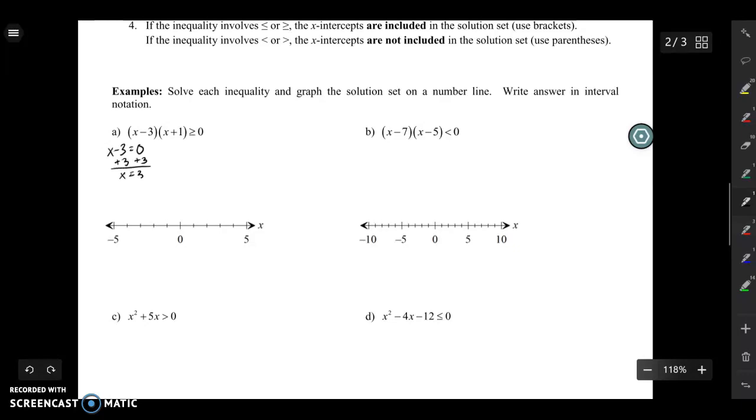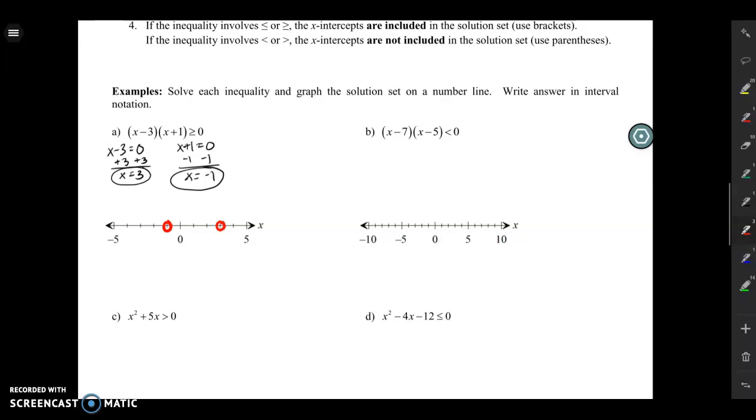So one of my zeros is x equals 3. And then the other one is x equals negative 1. Okay, so what that tells me is that down here on my graph, the key points are going to be negative 1 and 3. Now I drew them as open circles, but let's go back and see if they should be open or closed. Since my inequality has an equal sign in it, these circles are going to be filled in.